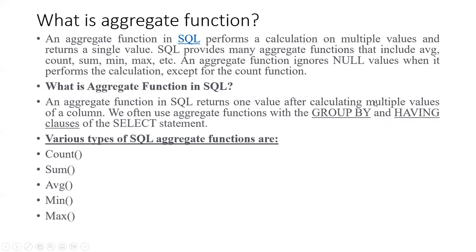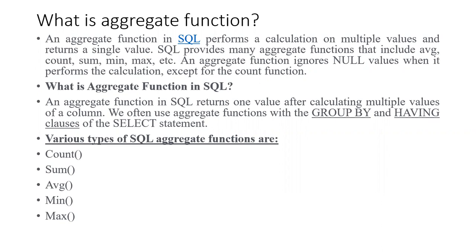So what do you mean by an aggregate function? An aggregate function in SQL basically performs some kind of calculation on multiple values, and then it returns a single value. Okay, so there are different types of aggregate functions in SQL. That is count, sum, average, min, and max.